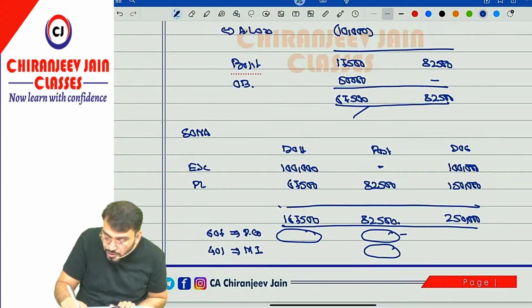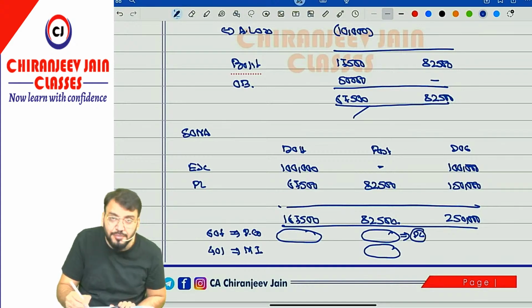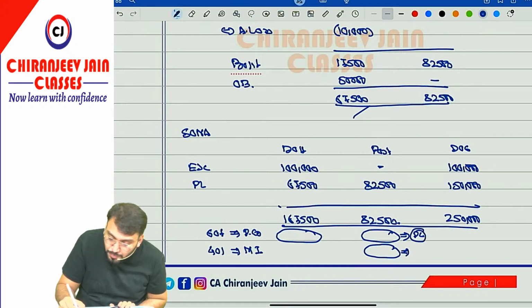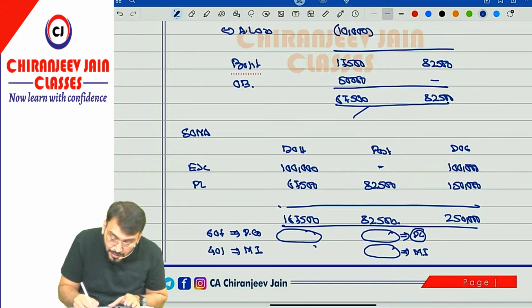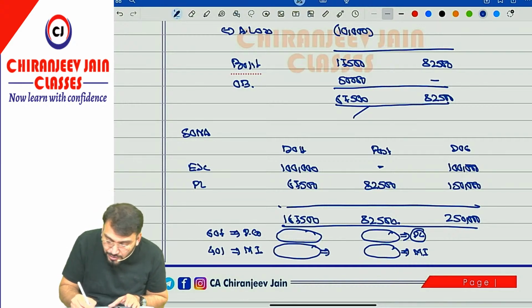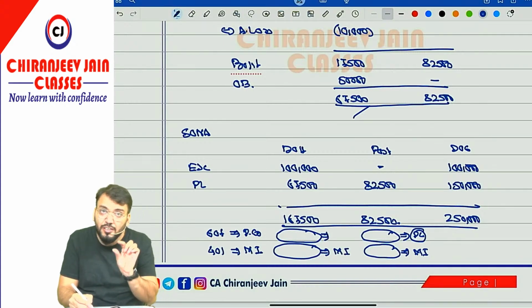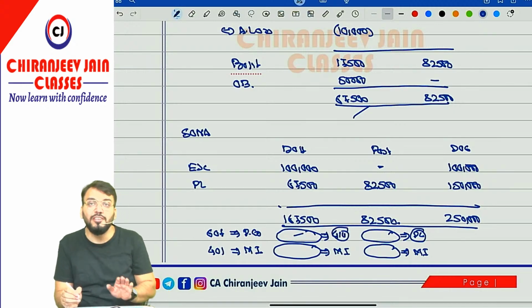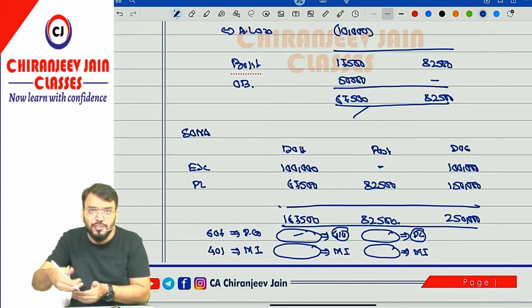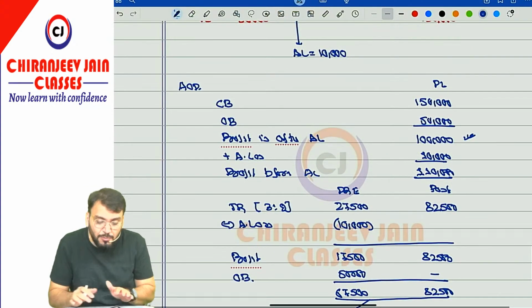Correct? This post acquisition profit will be transferred to PL of what? Parent company, and this will be transferred to minority interest. Now this will also be added to minority interest, and this will be adjusted to calculate goodwill. Meaning when we do the calculation of goodwill or capital reserve, this will be taken into consideration. So I'll come to that in the next concept, but right now the objective was abnormal loss.